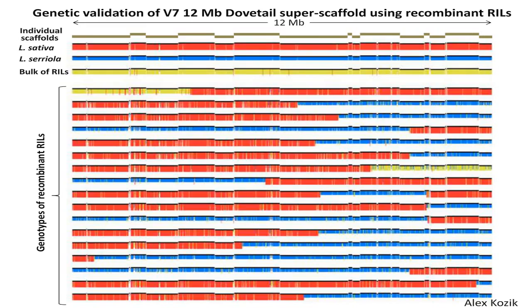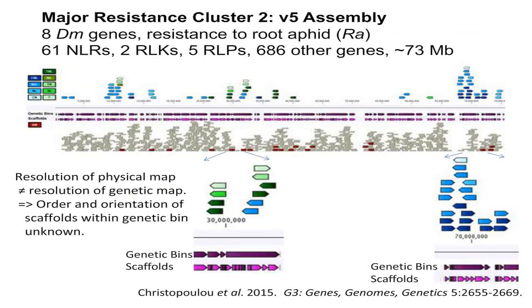The other thing we wanted to do to validate it was we could take the largest super scaffold in V7, which was 12 megabases, and look at the component scaffolds that have gone into making that up. Then we could look at RILs, recombinant inbred lines, and select those that were recombinant across this interval, and we could see that the component scaffolds had in fact been assembled in precisely the correct order. There are a couple of double crossovers, but basically it was very unambiguous that HiRise had done a very good job of assembling the component scaffolds into this large super scaffold.